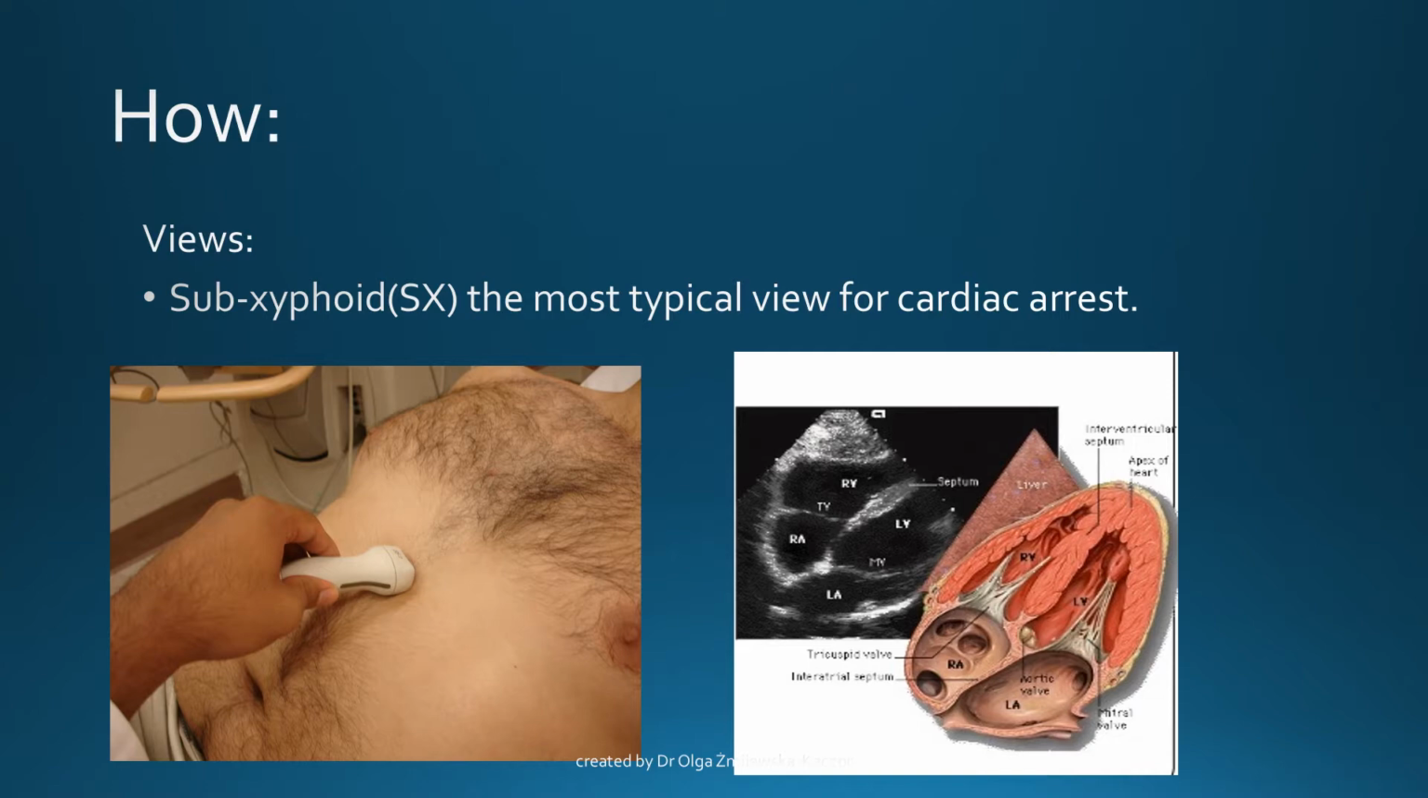Now we will talk about the views we would like to acquire. The first and most basic view, and also the most used in cardiac arrest settings, is the subcostal view. Looking at the screen, you can see that the probe marker is on the patient's left-hand side, and you're aiming to the subxiphoid region. What you can see is the right ventricle, tricuspid valve, right atrium, the septum, left ventricle, mitral valve, and the left atrium.